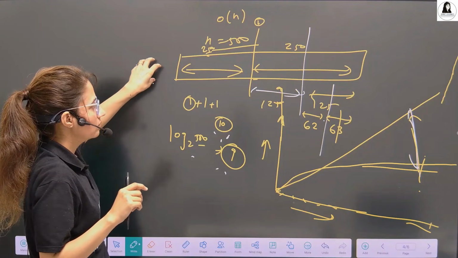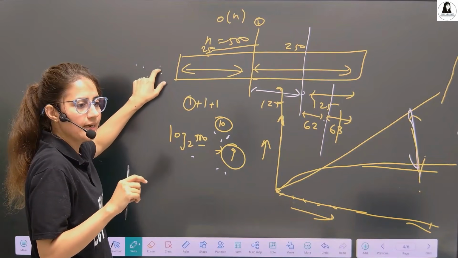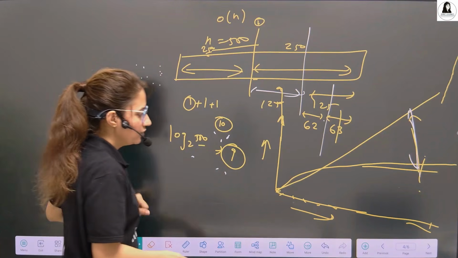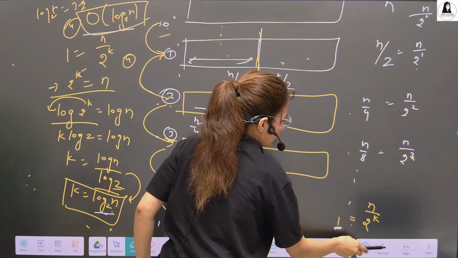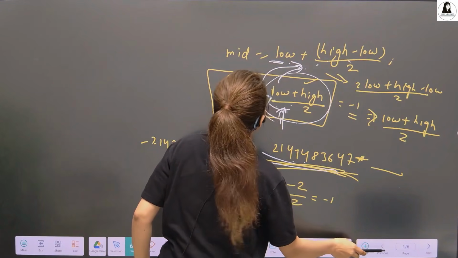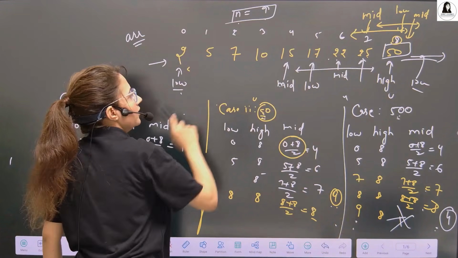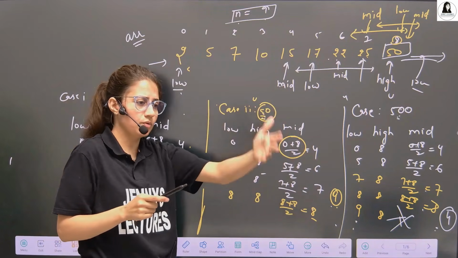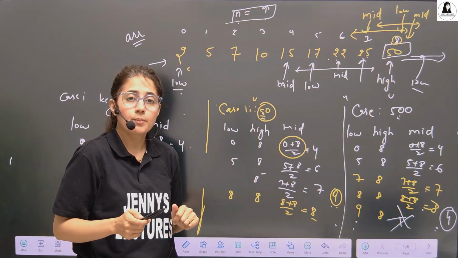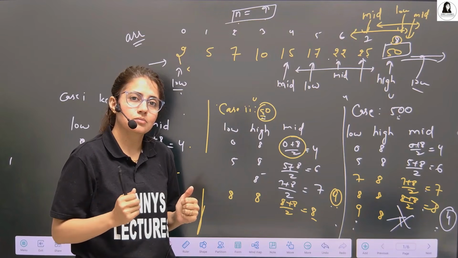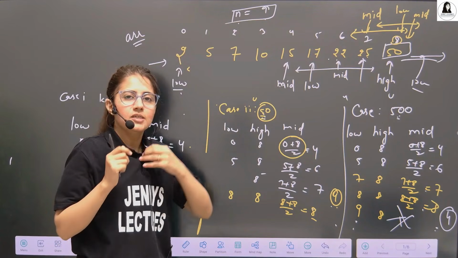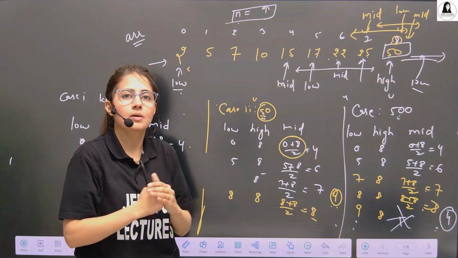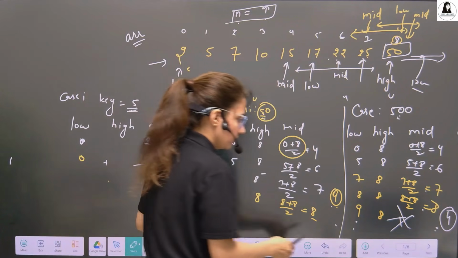But the prerequisite is that the data must be sorted. Now we have seen the data was in ascending order. We know the data is in ascending order, so we wrote down our code. But what if the data is in descending order? Now you know that the array is in descending order. Now how do we apply binary search? Very simple.